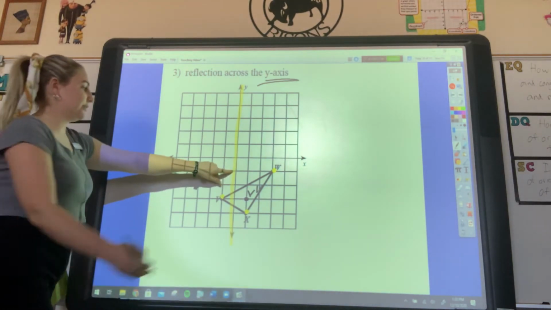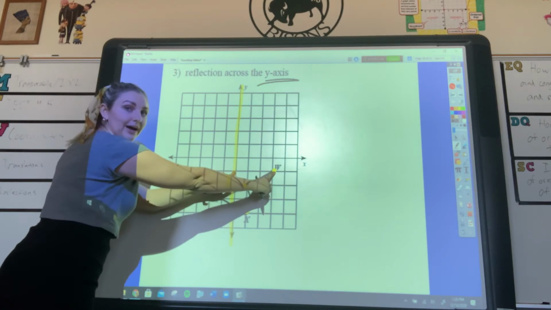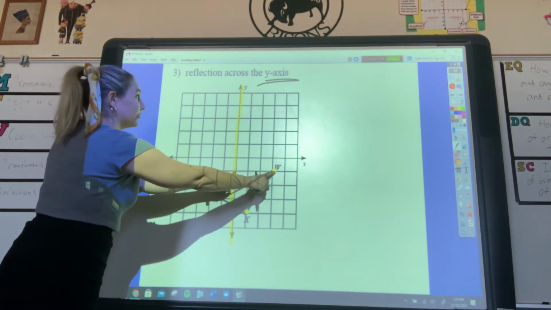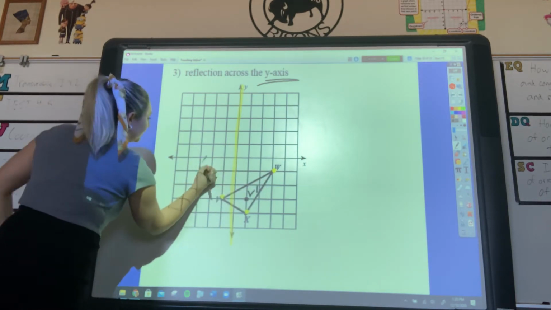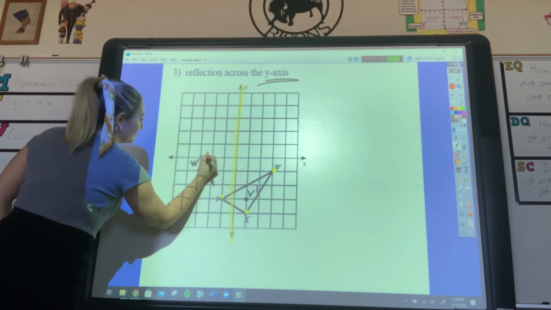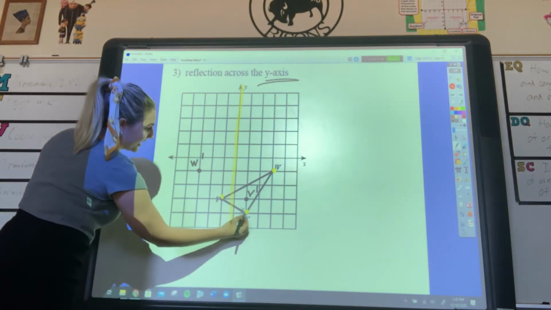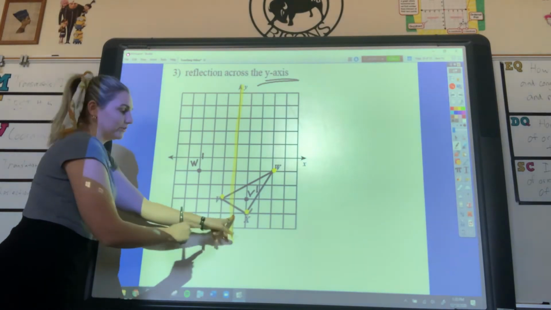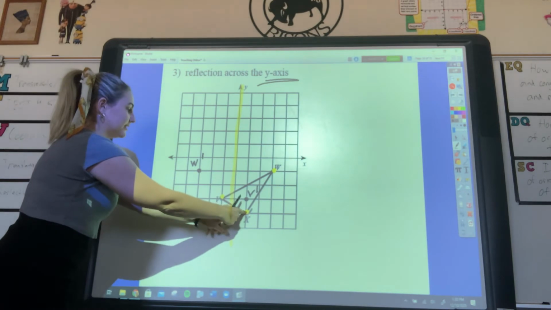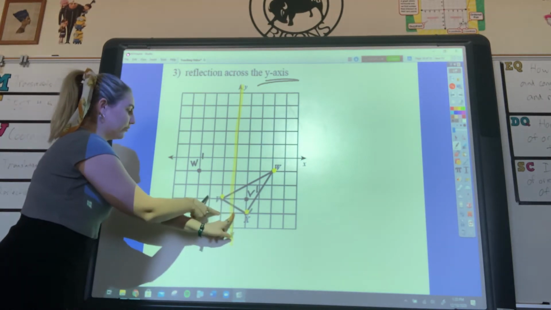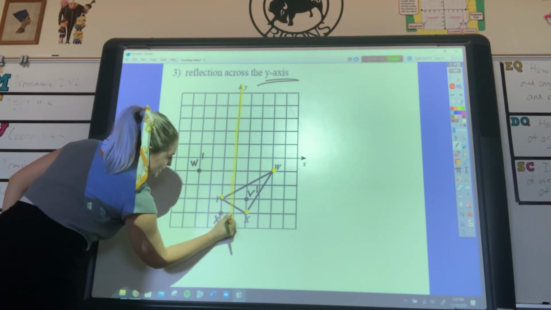And then the same thing with my W. I am 1, 2, 3 away from my y-axis. So it needs to be 3 away from my y-axis just on the other side. So 1, 2, 3. This becomes no longer W, but W prime. And our last letter is X. You can see, yellow line here, 1 away from my y-axis. And in order for it to be the same good reflection, it needs to be 1 away from my y-axis on the other side. So this becomes X prime.